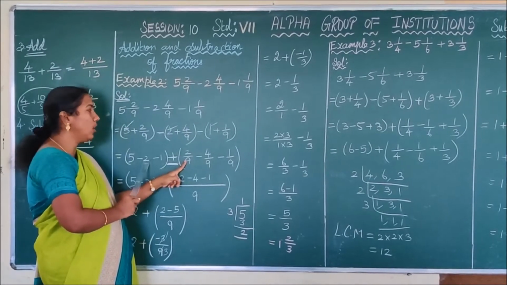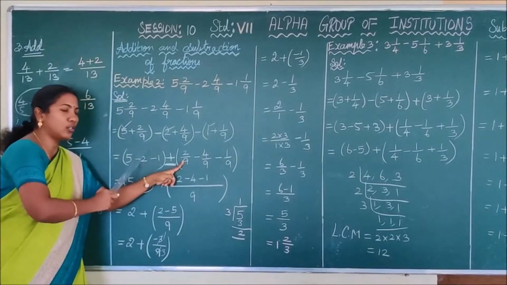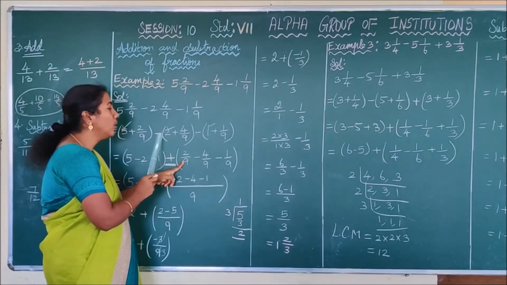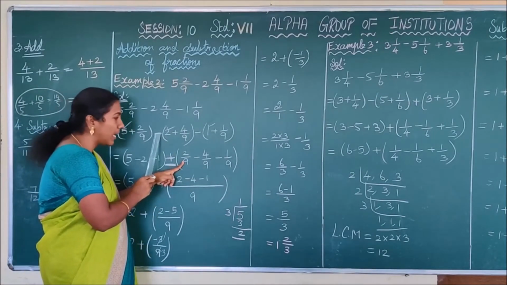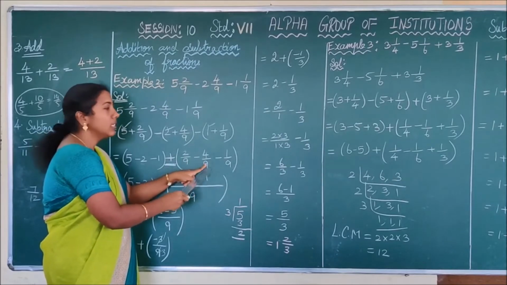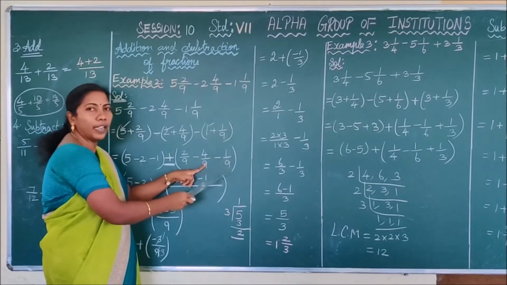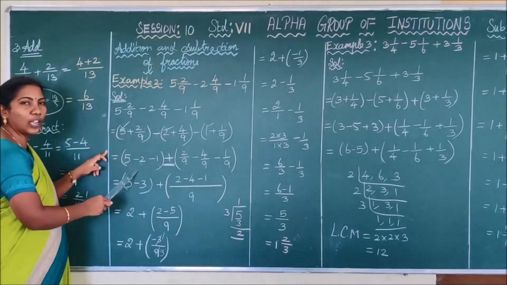While writing the whole number, how did you write? Minus 2. Similarly, for writing the fraction part also, you have to add this minus symbol. That is minus 4 by 9. Similarly, how can you write 1 by 9? Minus 1 by 9. Clear, children? See here, listen carefully.